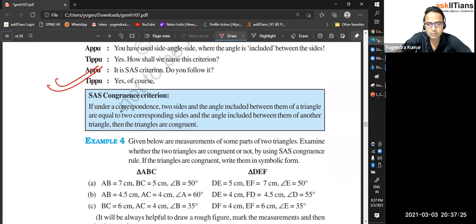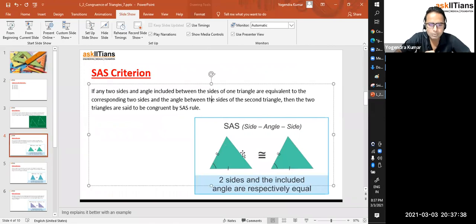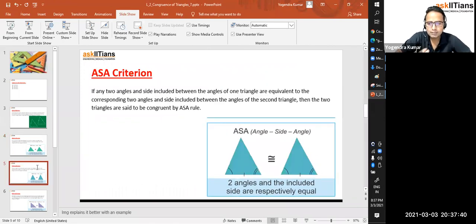So SAS congruency: under a correspondence, two sides and the angle included between them are given, right? Angle included between them. I hope you got it. This is SAS criteria. Same way we have ASA, when two angles are there and the side included by them is given. So that is also congruency. We have two angles and the included side. We can understand it the same way.